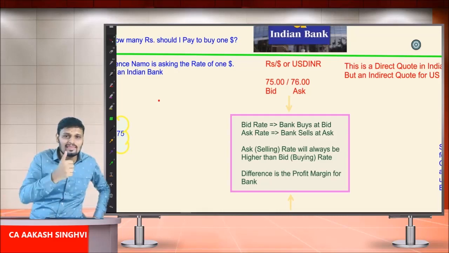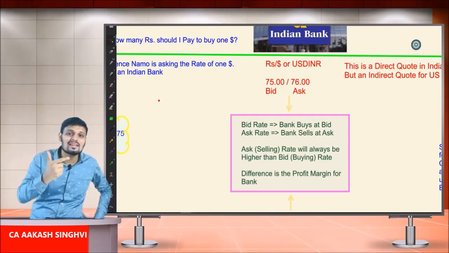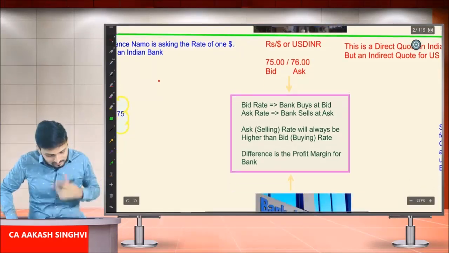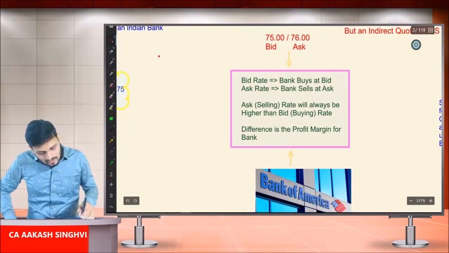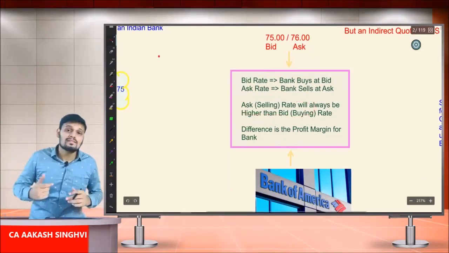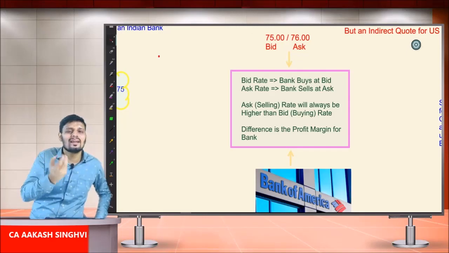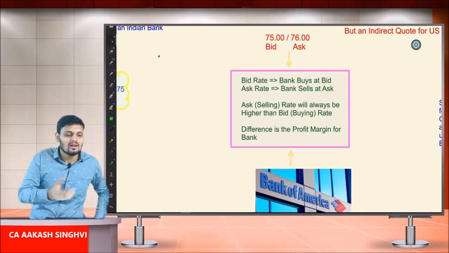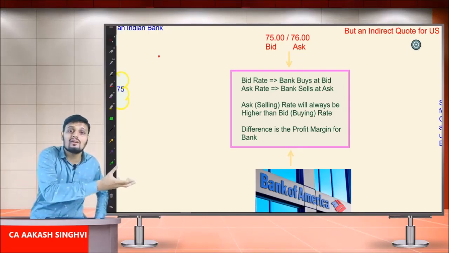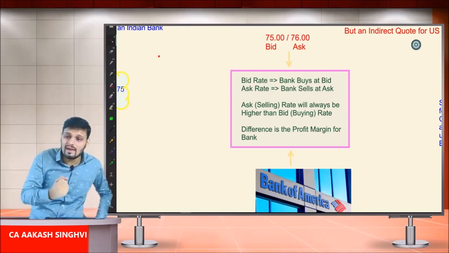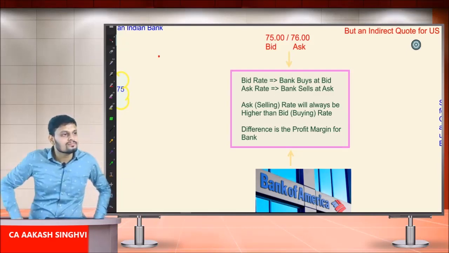So now one thing keep in mind, bank will buy at bid rate, bank will sell at ask rate. So buy at bid rate, sell at ask rate. Ask is the selling rate. Now see, bid rate is the buying rate of bank. Buying rate of which currency? Let us assume dollar for simplicity's sake. So bid rate is the rate at which bank will buy dollar and ask rate is the rate at which bank will sell dollar, correct?